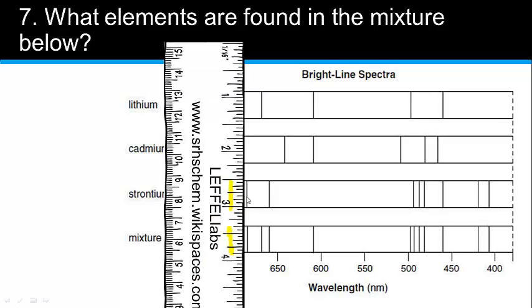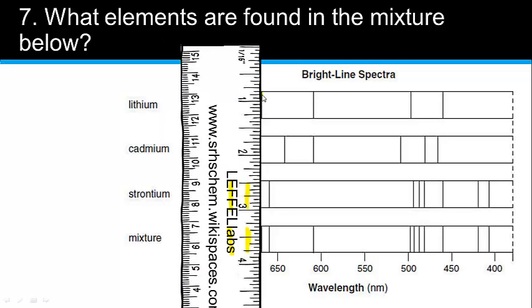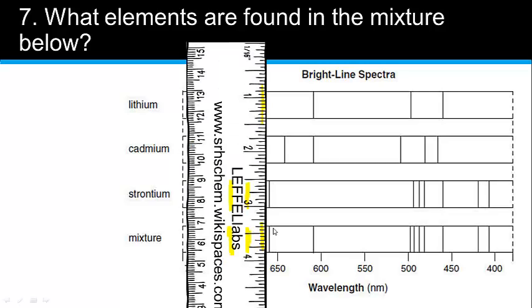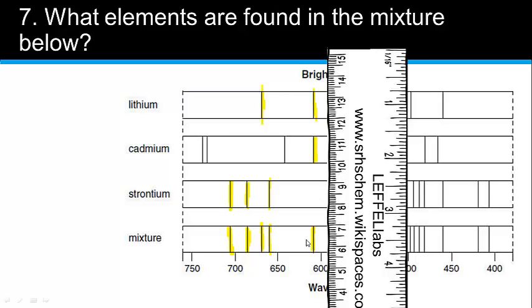So here we see that these two lines match. We're going to continue this all the way across, so we got a match there, a match there. As you're doing this, you should just pull your ruler, following along with the mixture, and highlight everything that matches one of the mixture lines.